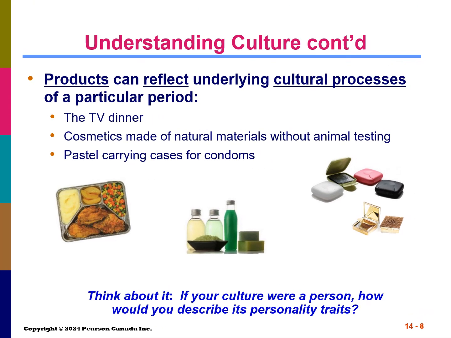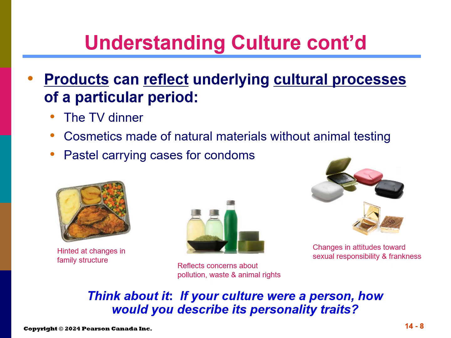Products used by a society can tell us a lot about its culture. They often reflect underlying cultural processes of a particular period. For example, the TV dinner represented changes in family structure as more women started working. Cosmetics made of natural materials without animal testing tell us about the values that are important to a culture, like animal rights and environmental sustainability. And pastel carrying cases for condoms signal changes in attitudes towards sexual responsibility and frankness, about birth control and disease prevention.